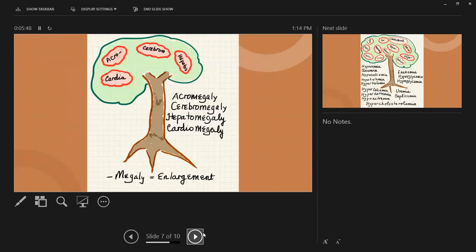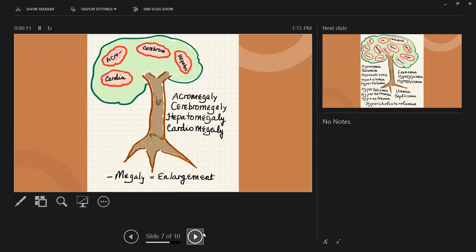Now we have megaly. Megaly means enlargement. Acro means the top or extremities. So head, hands, feet, which are extremities. Cardia is heart. Cerebrum is brain.